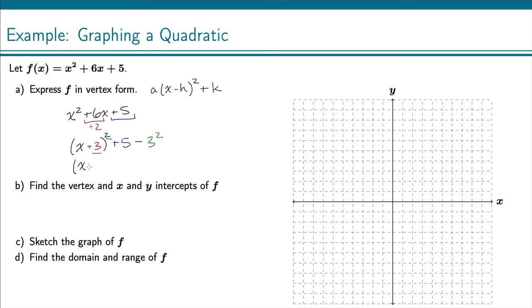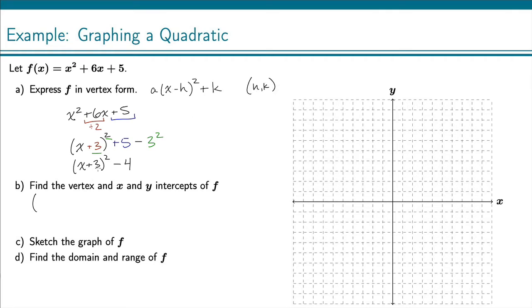Then we can just simplify a little bit. We've got our x plus 3 squared, and this is plus 5 minus 9. So that's minus 4. So there's our vertex form for this quadratic. Next, we want to use that to find the vertex and the x and y intercepts of f. So for the vertex, we just look at our h, k. Remember, h, k is the vertex.